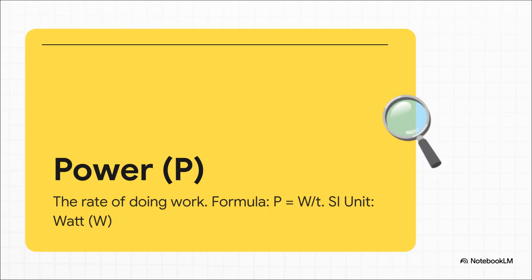All right, let's see how this builds into our next critical concept, power. If work is all about force and distance, power adds the element of time. Power, or P, is defined as the rate of doing work. So the formula is P equals W divided by T. Work divided by time. The faster you do the work, the more power you're generating. And the SI unit here is the watt, represented by a capital W. 1 watt simply means 1 joule of work is being done every single second.